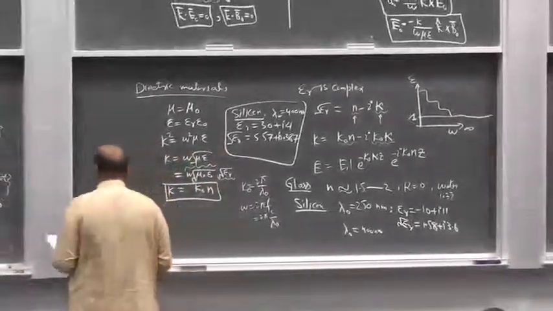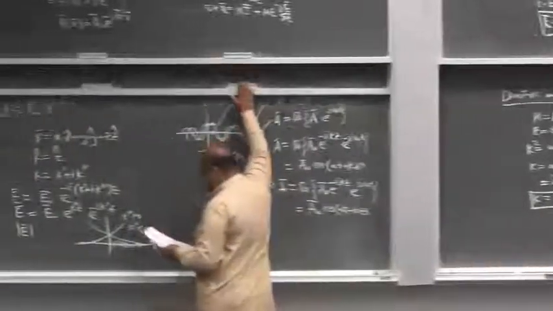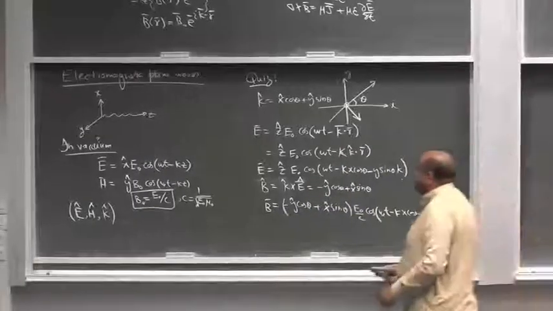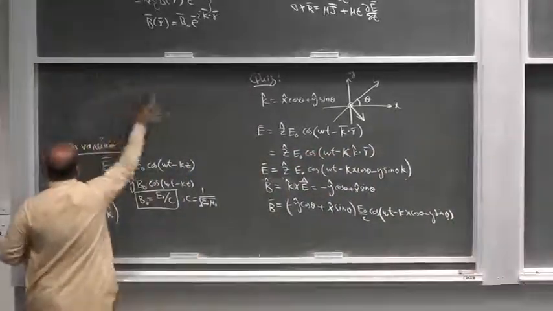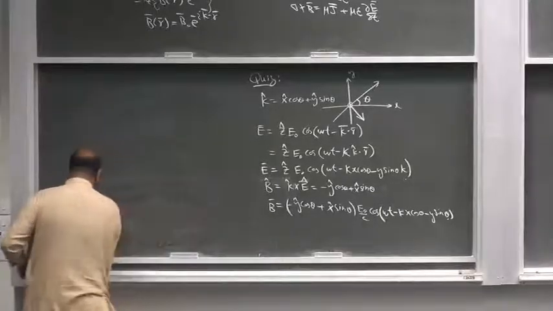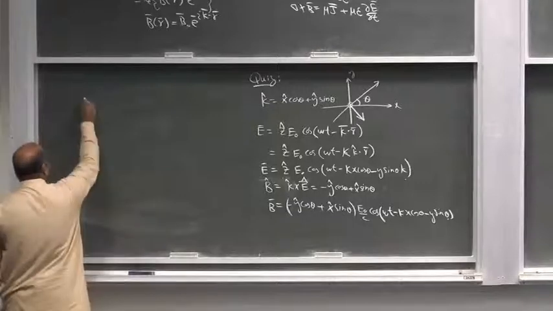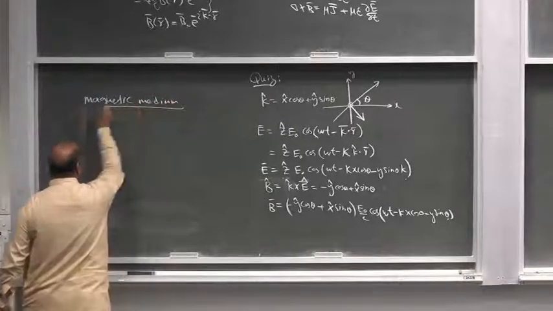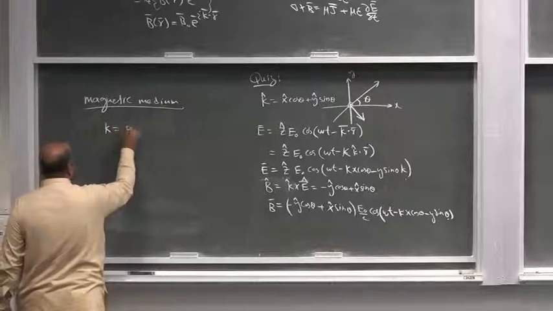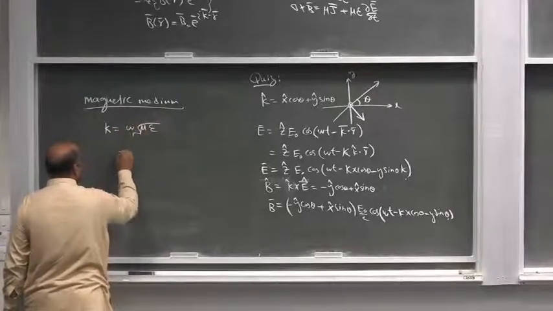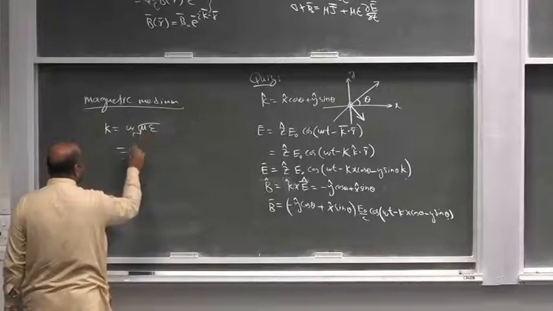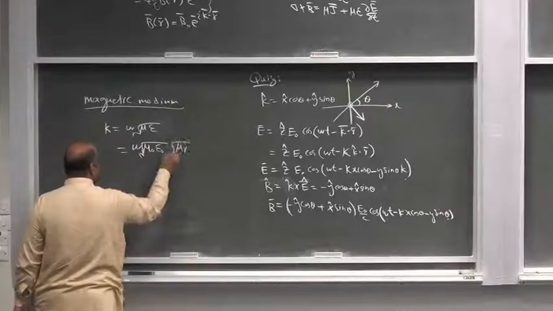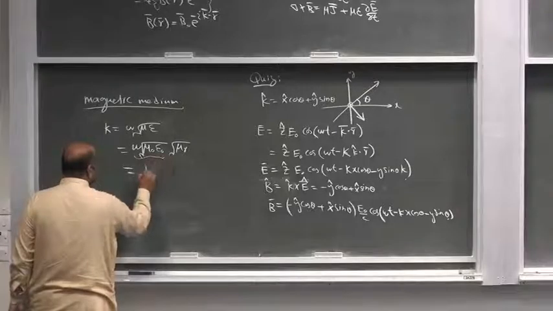If we have a magnetic medium, even though it's obvious, but I think it's worth doing it because sometimes people forget. If you have a magnetic medium, K is omega root mu epsilon. For magnetic, this epsilon is epsilon naught and mu is mu naught into mu r. So this is, let's say, K naught.